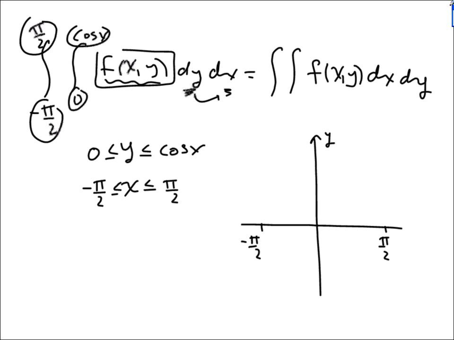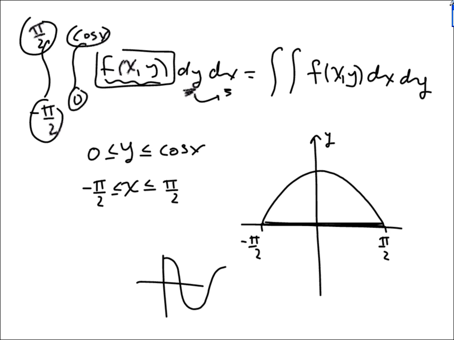And I know that y goes between 0 and cosine x. Cosine x between negative pi over 2 and pi over 2 looks like that. I mean, after all, the sine curve looks like this. And here is negative pi over 2, and here is pi over 2. It's just that piece.